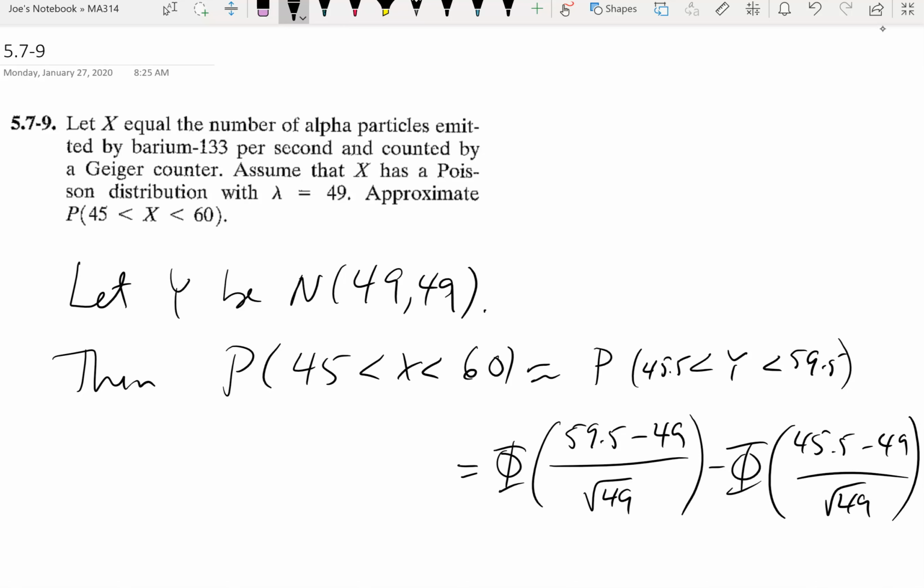Good. Yeah, I got to subtract off the left tail, right? We agree? Okay. And now I might as well do this in Excel since we've already seen how to do that.